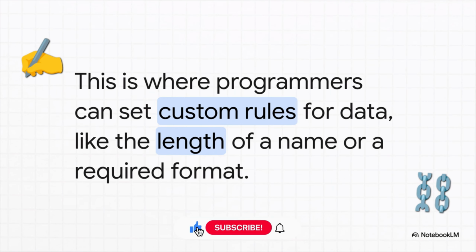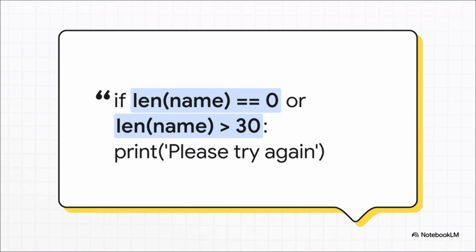Our third bouncer rule is the constraints check. This is where things get a bit more custom. Programmers use this to set specific rules that go beyond just type or range, like, say, the required length for a password or a username. We've all seen this one a million times. You try to sign up for something and you can't leave the name field blank, but you also can't write your life story in there. This code is exactly what's making that happen. It's checking if the length, that's what len means, of the name is 0, or if it's longer than 30 characters. If either of those is true, it just says, please try again.